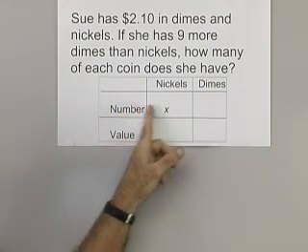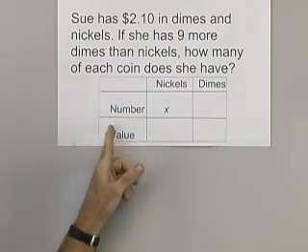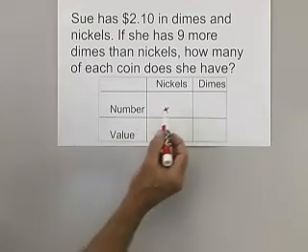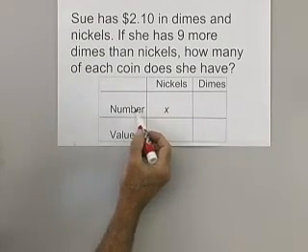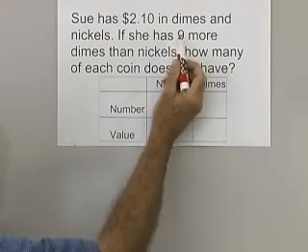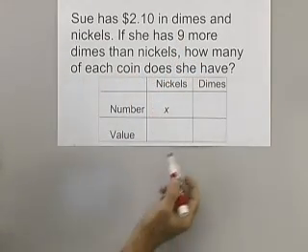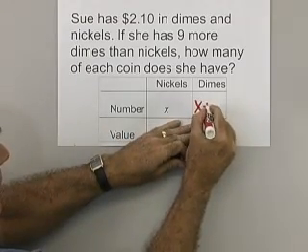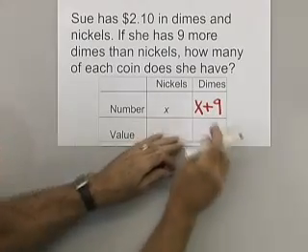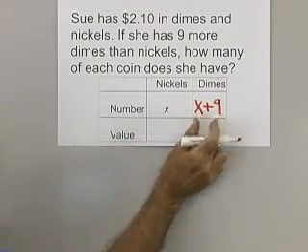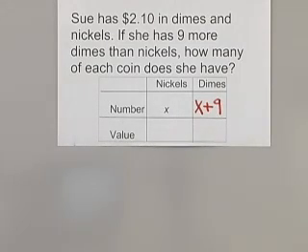So I'm going to get one expression that has to do with the number of coins and another expression that has to do with the value of the coins. So you can see I've let x be equal to the number of nickels. So x is the number of nickels. Now she has 9 more dimes than nickels. So the number of dimes must be the number of nickels, x, plus 9. 9 more dimes than nickels. So the number of nickels is x, the number of dimes must be x plus 9.